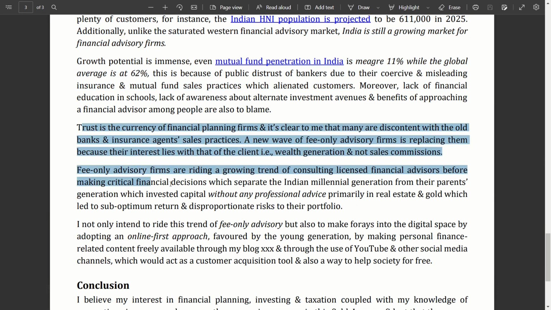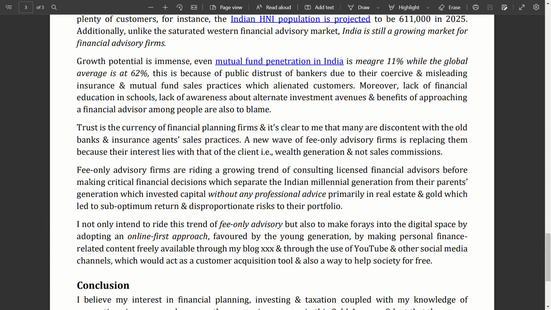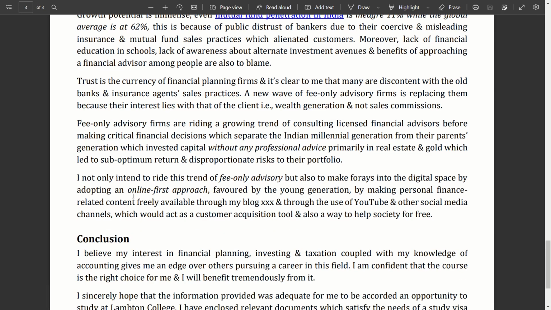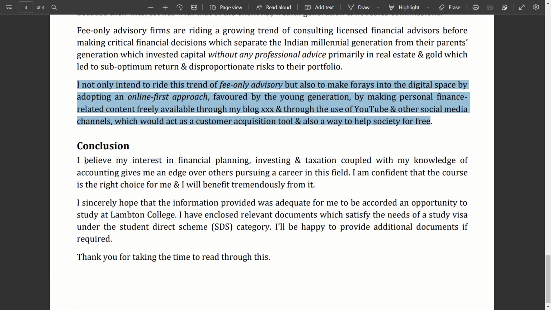This is the reason. This is what it takes to start a business in India. It needs trust. It needs a few only advisory firms. You can't be a sales based agent. And then I'm giving a confident close to this paragraph, and I'm moving forward to my conclusion.